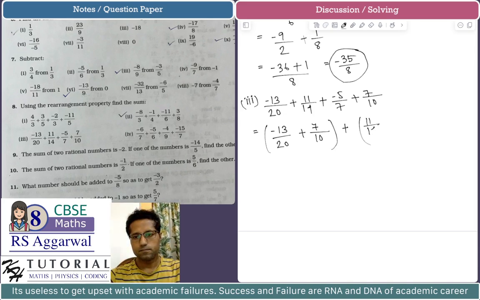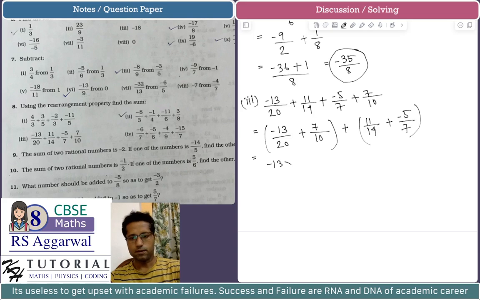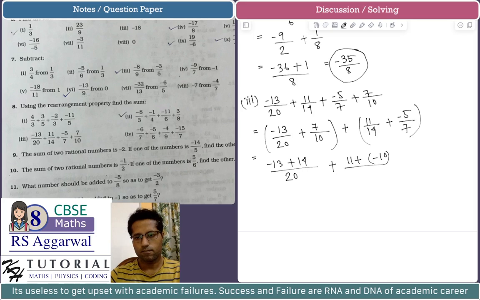So this plus minus 5 by 7. So this becomes minus 13 plus 14 divided by, now I will skip a lot of steps. I hope you will understand what I am doing and why. So 11 plus minus 10, over 14. This is equal to 1 by 20 plus 1 by 14.